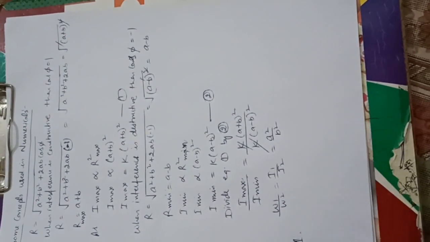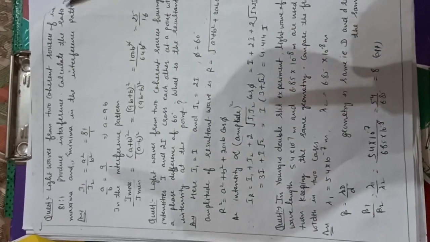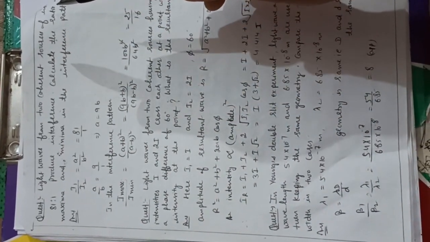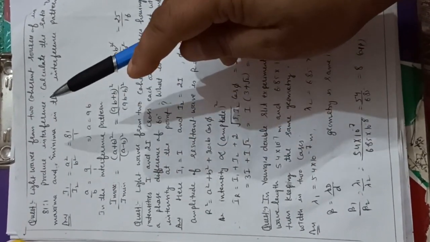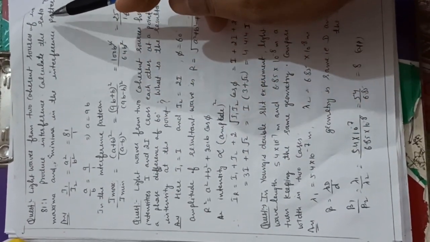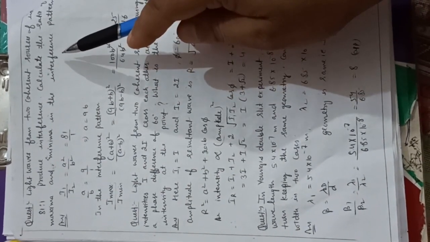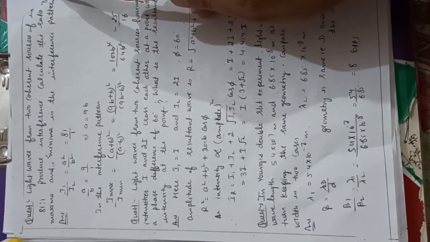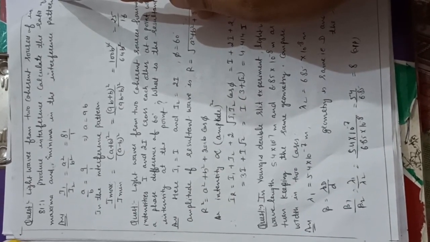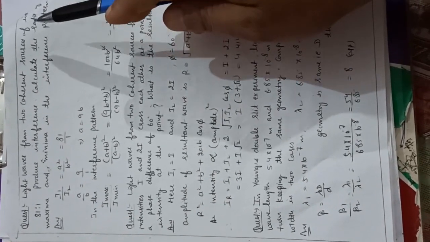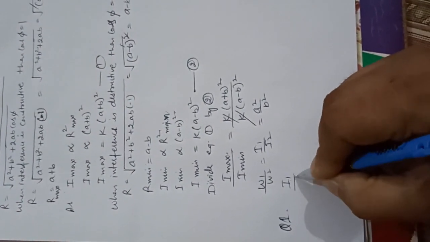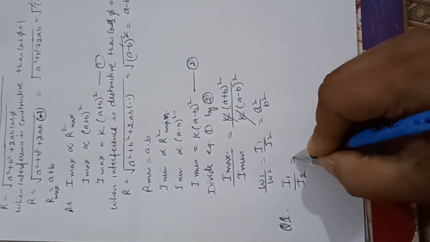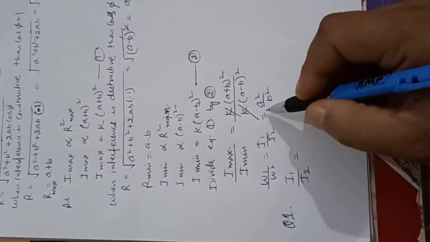Now question number 1 is: light waves from two coherent sources of intensity 81:1 produce interference. Calculate the ratio of maxima and minima in the interference pattern. So we have given two coherent sources of intensity 81:1. इसको हम कैलकुलेट करेंगे. We have the ratio of intensity, that is I1 upon I2. This is equal to, we have formula I1 upon I2, this is equal to A square upon B square.